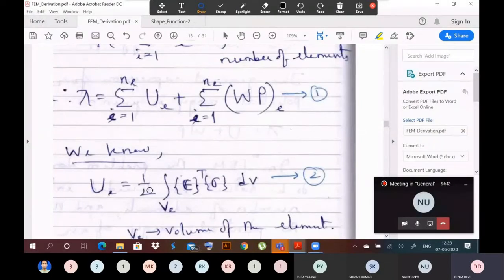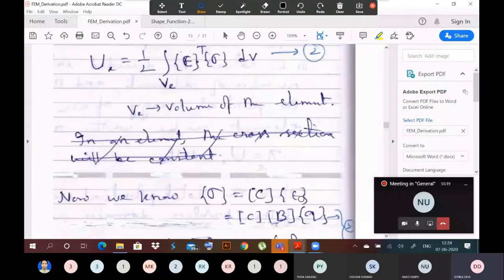Now we know that sigma is equal to C into epsilon, as we have discussed. Stress can be related to the strain using the constitutive matrix. C is the constitutive matrix. It will have a number of components depending on the dimension, or the number of components of stresses and strain. We will have different sizes of this C matrix. For 1D analysis, it will have only one element. For 2D analysis, it will be a 3 by 3 matrix. And for 3D analysis, it will be a 6 by 6 matrix. That we have already discussed in the beginning.